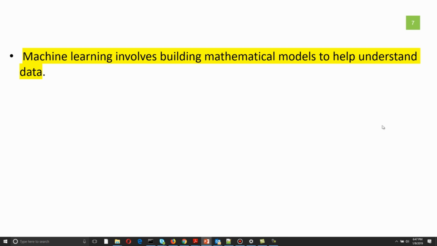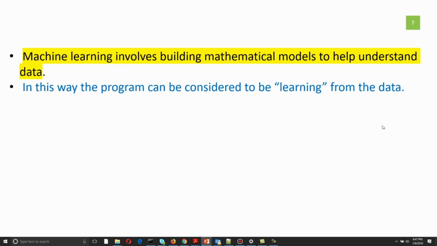So let's define it. It is actually a mathematical model. It is identifying the pattern of the data from the data sets, and this is what is actually called learning, right? Once it identifies, there are various ways to identify those patterns, and these are what we call different algorithms.